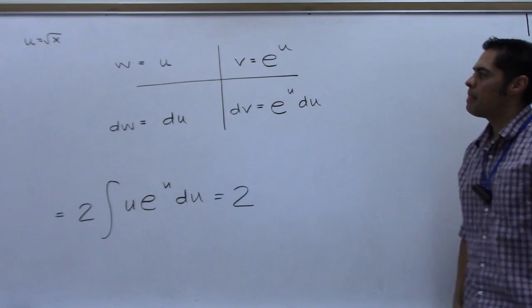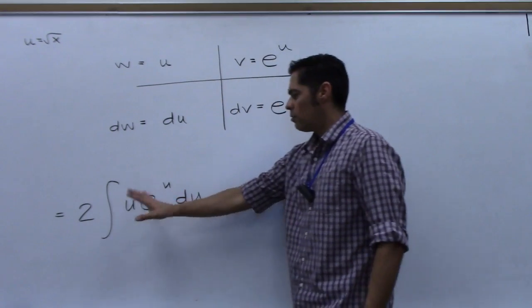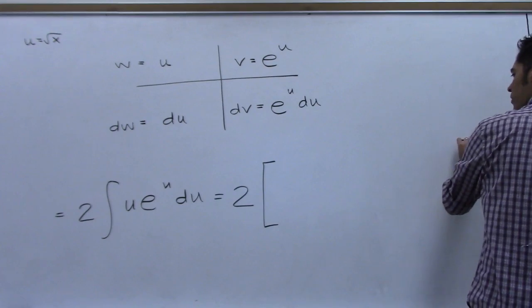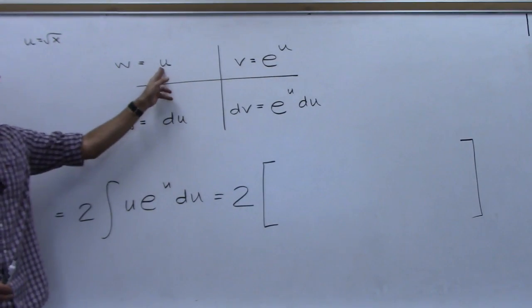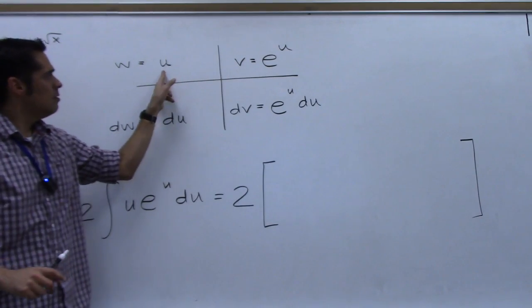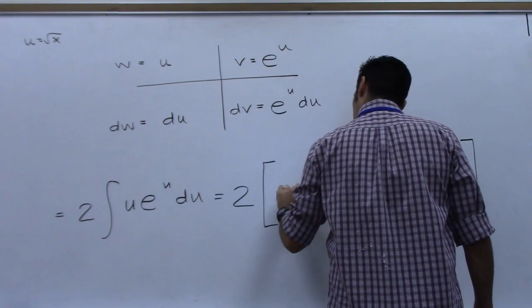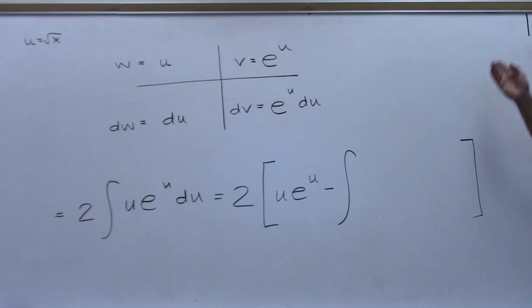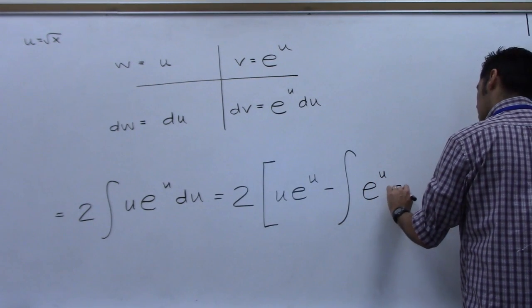Okay. We good? So this 2 is going to distribute through to whatever this becomes. That's going to become the formula ultraviolet minus voodoo, even though we're not using those letters. So we said across the top is kind of like the ultraviolet. So u times e to the u would be first, minus integral, and then the diagonal, which is just e to the u du.